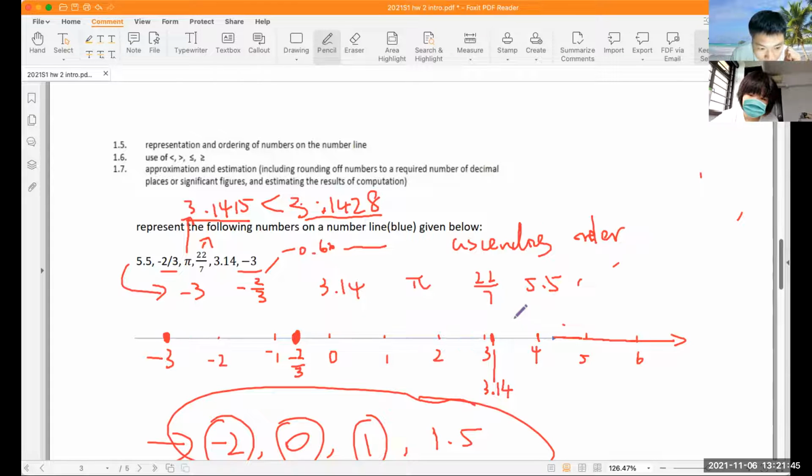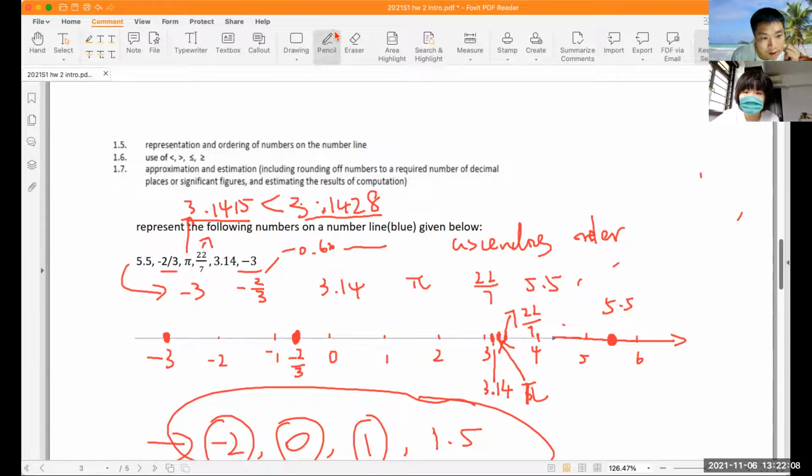And then you have 3.1415, which is very close, but not touching, which is pi. And then you have another one, 22/7. And then of course you have 5.5. Okay, so far so good.